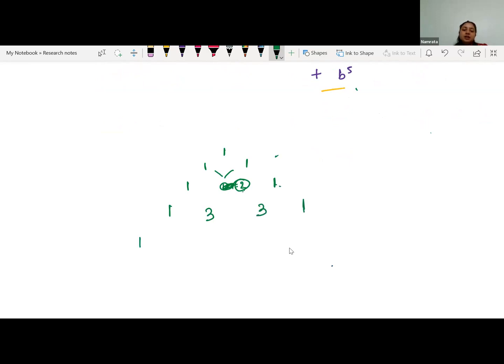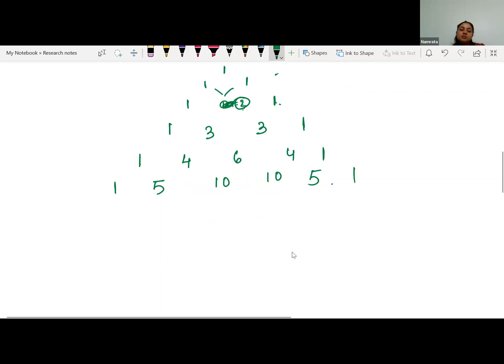Are you understanding, Lena? Yes, ma'am. This 6, this 4, this 1. Then can you tell me what will be there in the next row? 1, 5, 10, 10, 5, 1. Perfect. What will be there in the next row? 1, 6, 15, 20, 15, 6, 1. Perfect. This is what Pascal has given, the numbers in the form of a triangle.